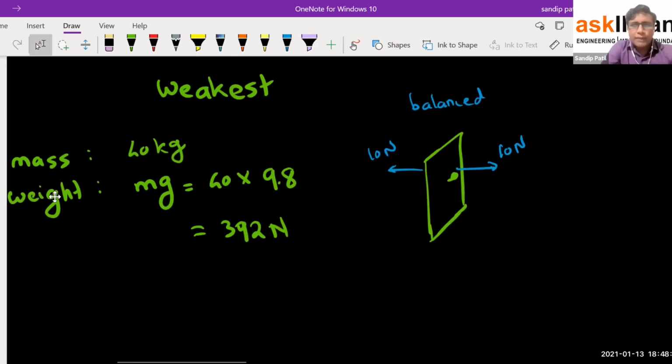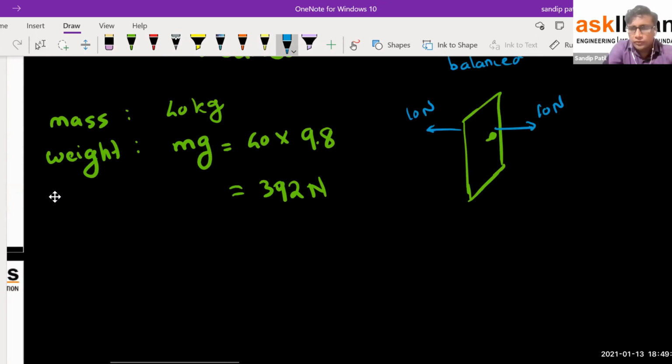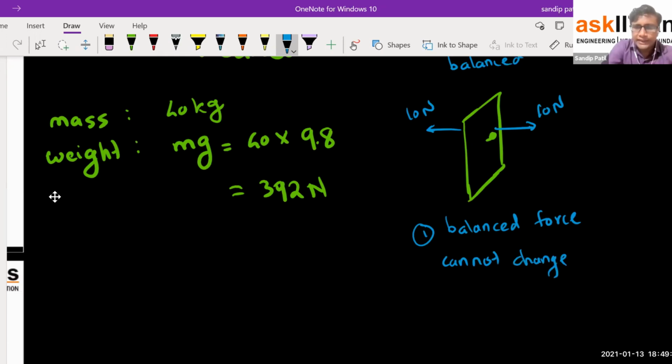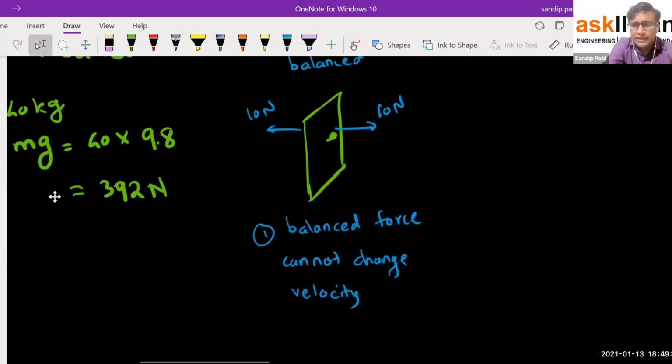Now, what should we remember about the balanced force? Two things are very important. First, a balanced force cannot change the velocity of an object, obviously. Now, instead of a door, consider one big block placed here, or you can consider a car. If you apply the force from both sides, what will happen? We know it cannot change the velocity, so the block is going to stay stable at rest.